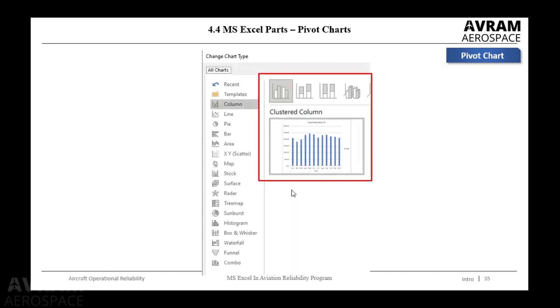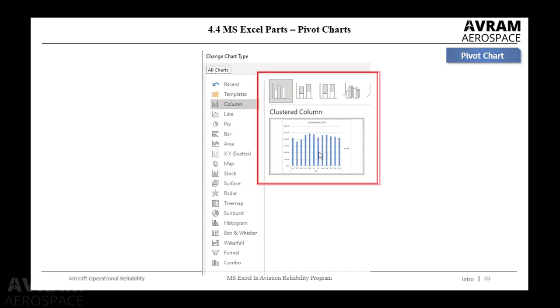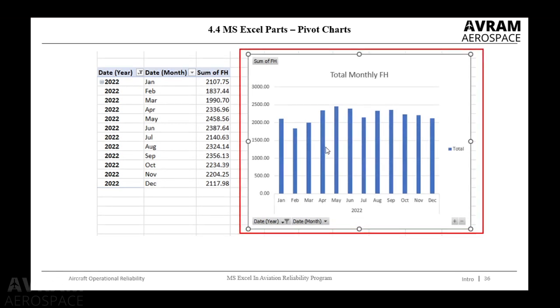In my case, in this example, we are selecting column, clustered column. This pivot chart is based on a pivot table, which is filtered per year 2022. As you can see, in the pivot table we have months from January to December. Same in the pivot chart, January to December 2022.